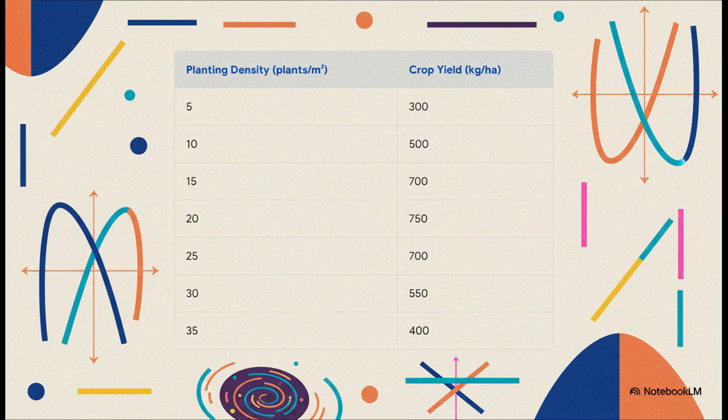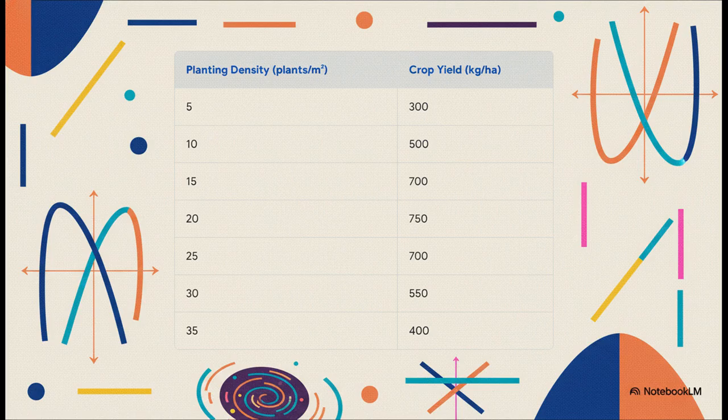So, imagine you're a farmer. You're trying to figure out the absolute perfect number of seeds to plant. If you plant too few, you're just wasting valuable land. But if you plant too many, the plants all start competing with each other for water and sunlight, and your harvest actually gets smaller. So this farmer went out and collected some data. And you can see it right here. The yield goes up and up for a while, but then it starts to drop off.